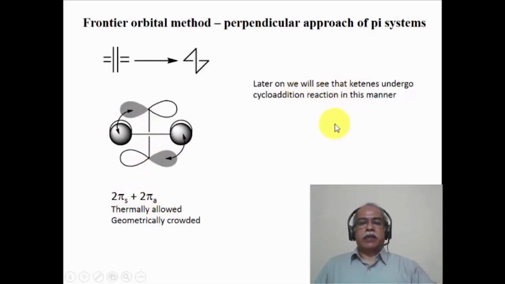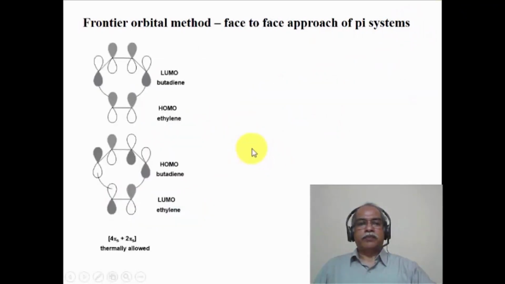Ketenes are special cases because the central carbon atom is an sp carbon without any substituents being present there. So that will not have any kind of steric interaction when it undergoes a suprafacial antarafacial kind of overlap, which we will see in a few modules later.